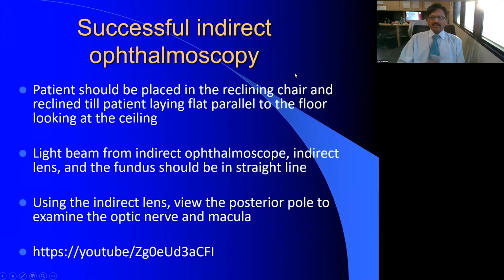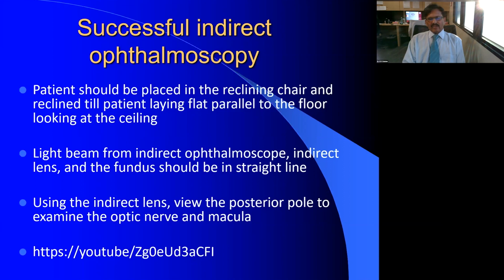So what is the sequence of how you go about it? The patient should be placed in a reclining chair and reclined until the patient lies flat, parallel to the floor, either in a chair or on the bed. The light beam from the indirect lens and the fundus should be in a straight line to get a great image.